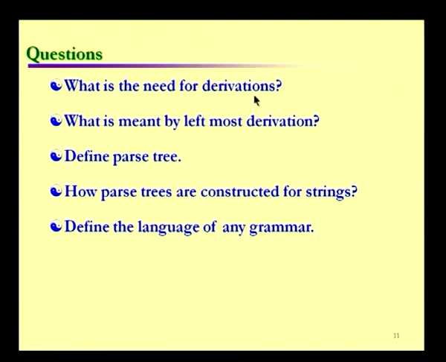So, the questions to look into are: the need for derivations, the meaning of leftmost derivation and rightmost derivation, the definition of a parse tree, how parse trees are constructed for strings or sentences, and finally the definition of the language of the grammar. It is the set of all strings having derivations from the start symbol of the grammar.